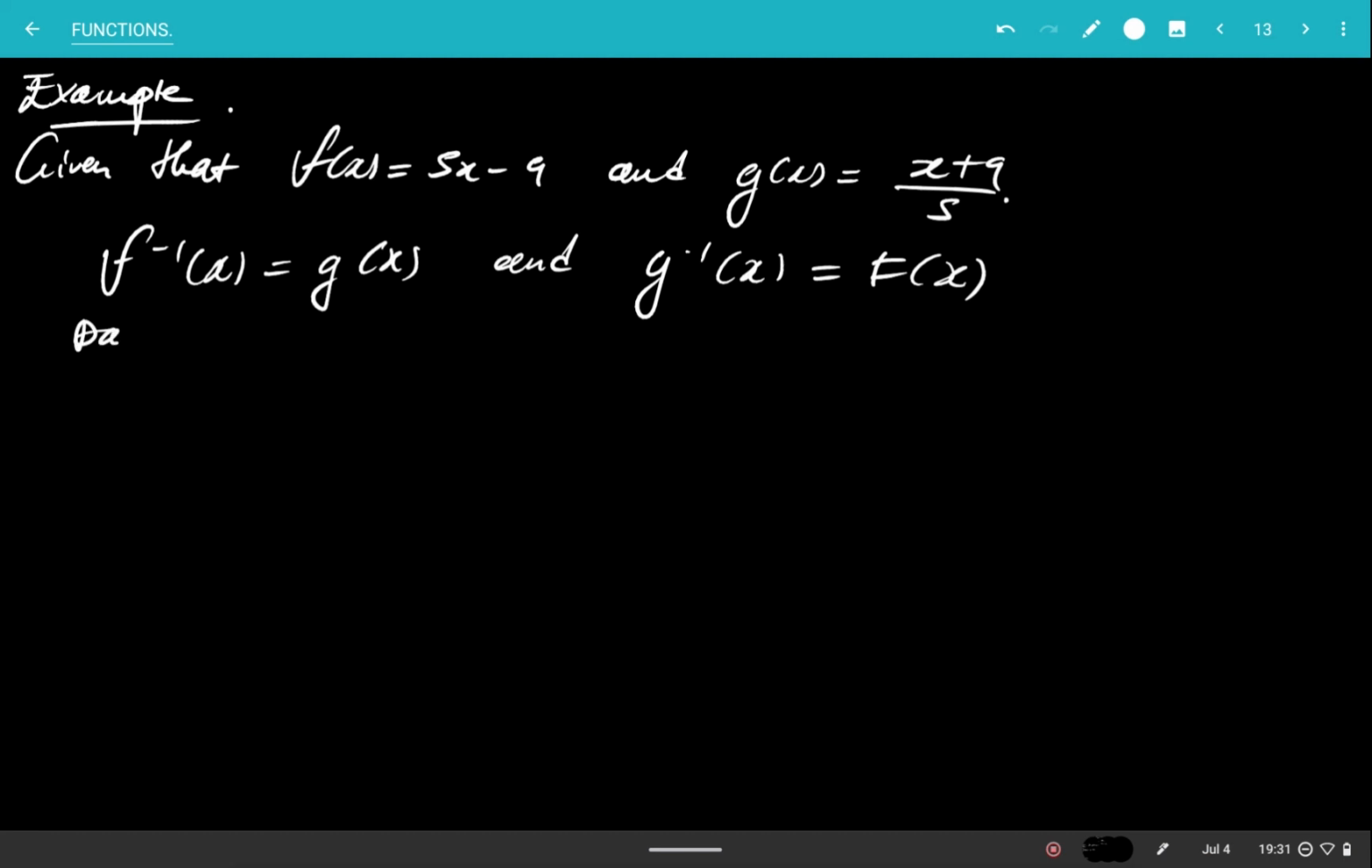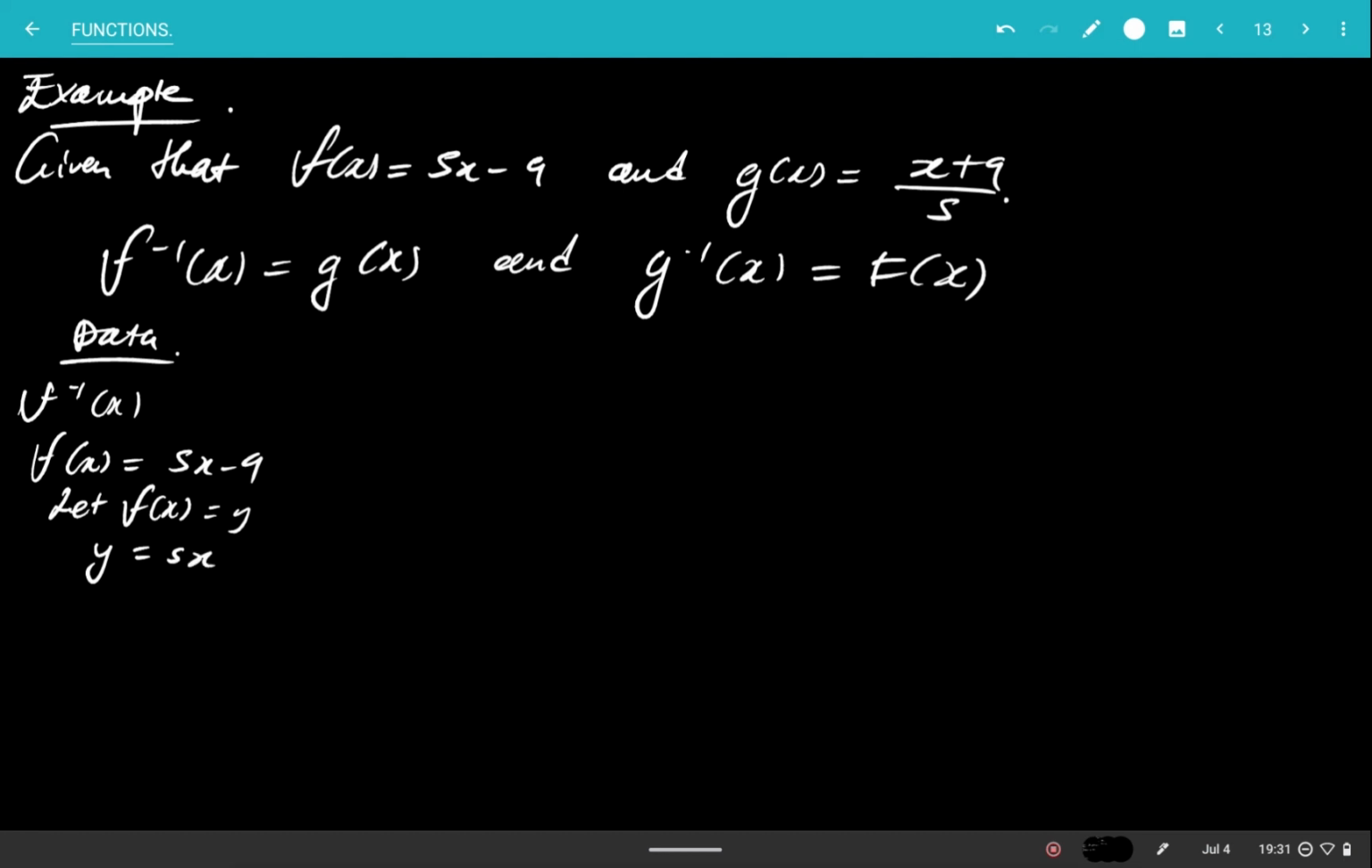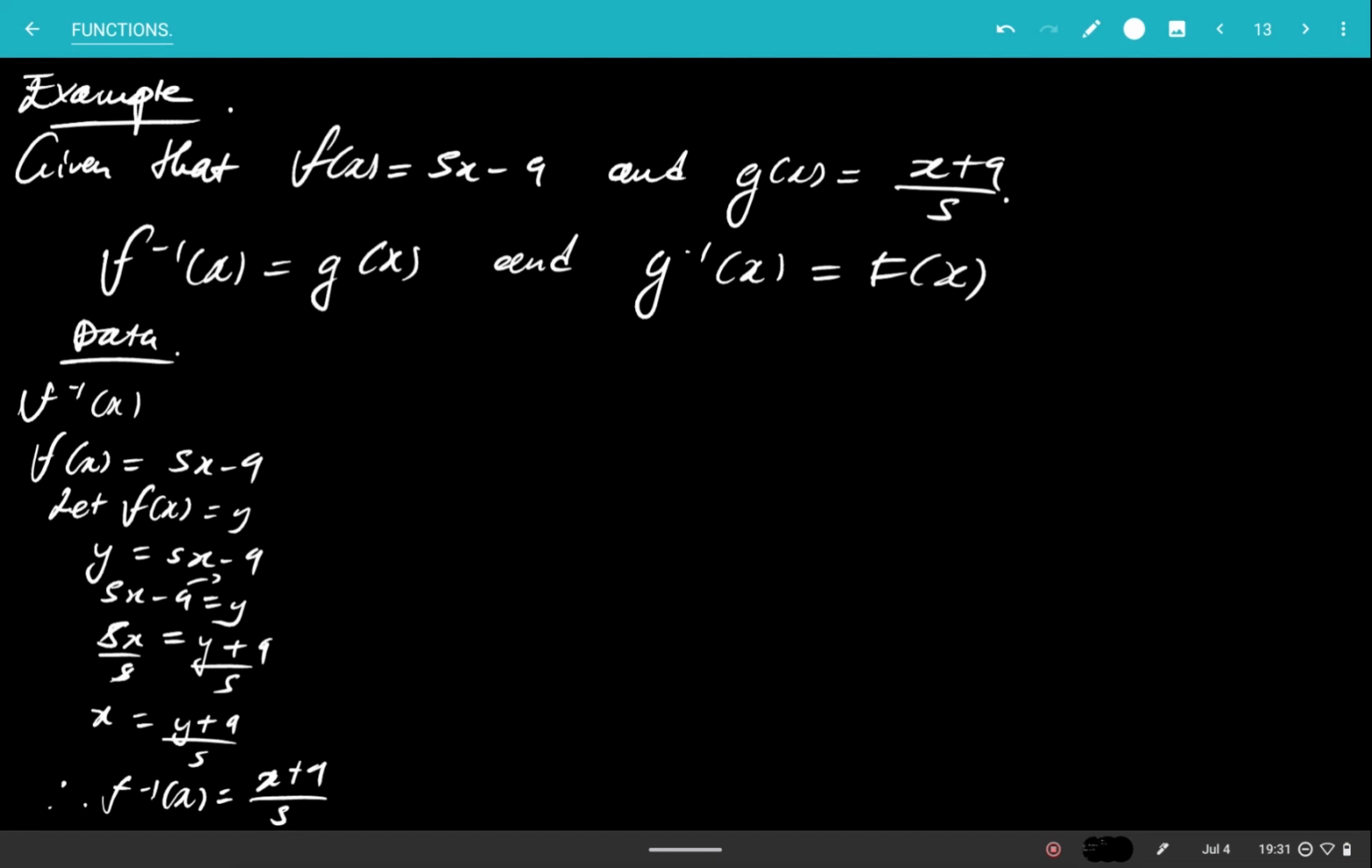So we can just collect data and look for the inverse of f of x and g of x. So f inverse of x. You have f of x being equal to 5x minus 9. So you let f of x be equal to y, and you have y being equal to 5x minus 9. So for x, you have 5x minus 9 being equal to y. The minus 9 goes the other side, and you have y plus 9. Divide by 5, divide by 5. x is equal to (y plus 9) over 5. This means f inverse of x is equal to (x plus 9) over 5.